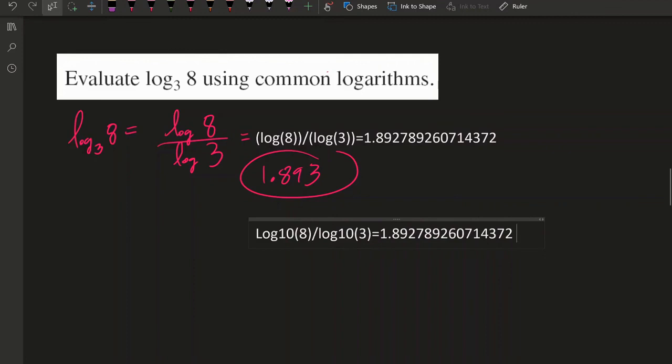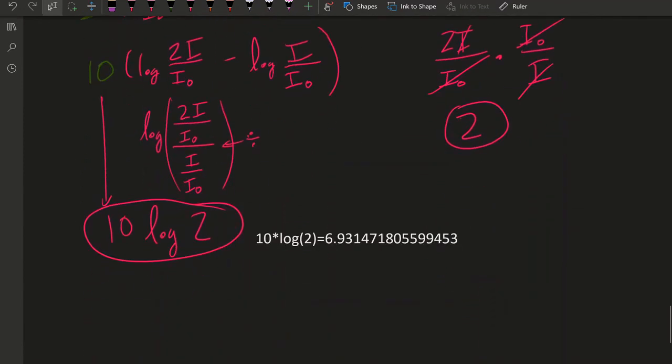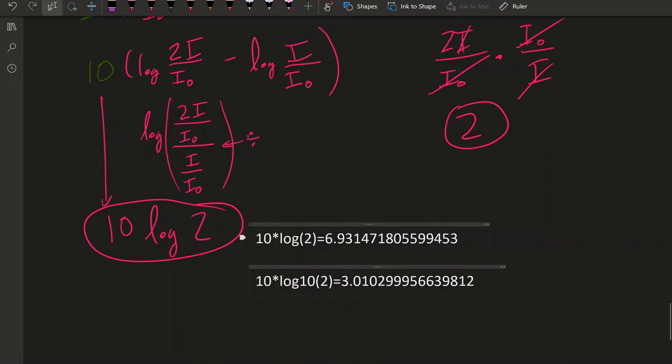And actually that makes sense because this would do log base 2 and this would be log base 10. But according to the change of base formula, it doesn't matter what base you use. That's why I get the same answer. However, moving down to this question here, log base 2 doesn't work because this one's specifically talking about log base 10. So I just want to fix that real quick. 10 times log base 10 of 2 gives me 3.01 decibels, not 6.93. Sorry about the confusion.